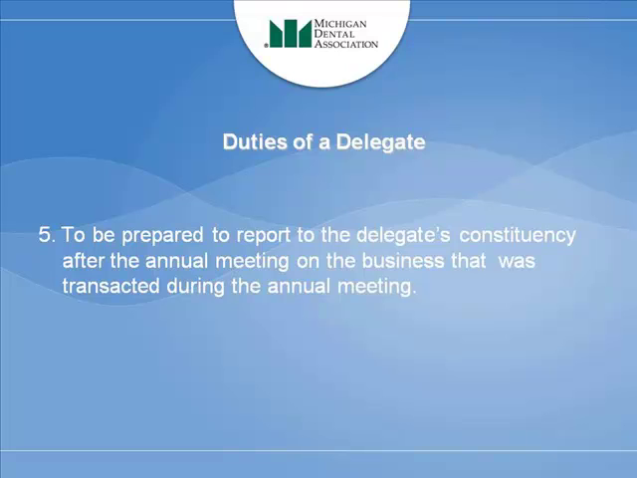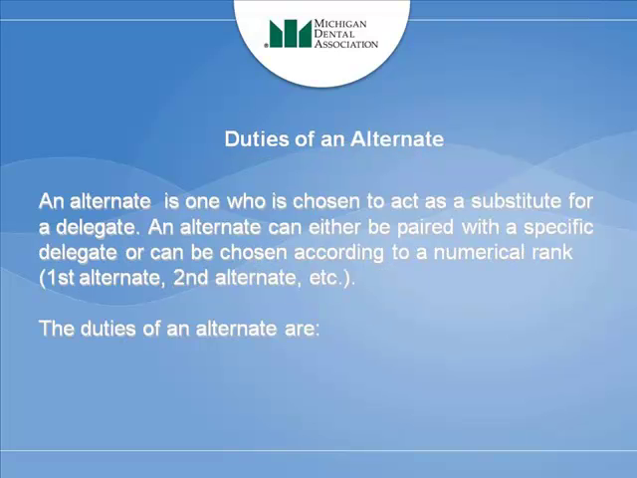and to be prepared to report to the delegate's constituency after the annual meeting on the business that was transacted during the meeting. An alternate delegate is one who is chosen to act as a substitute for a delegate. An alternate can either be paired with a specific delegate or can be chosen according to a numerical rank, such as first, second delegate. This is decided by the component dental society.